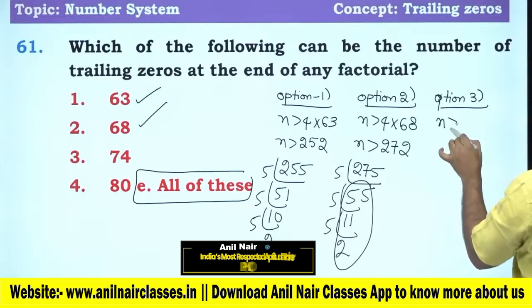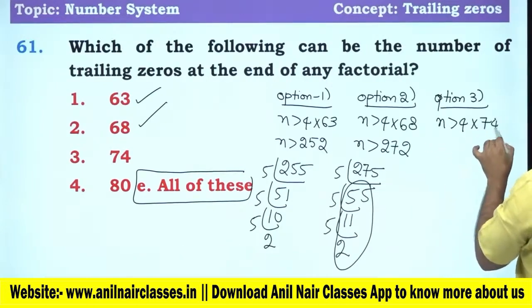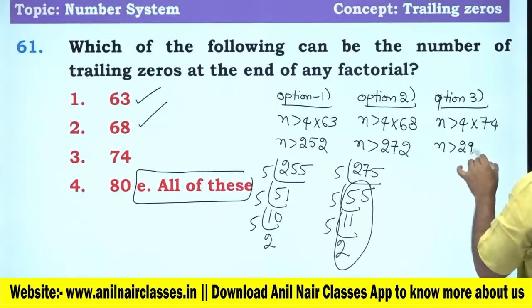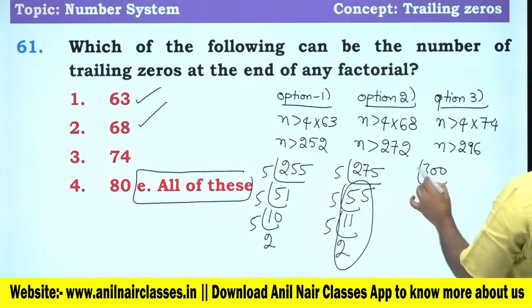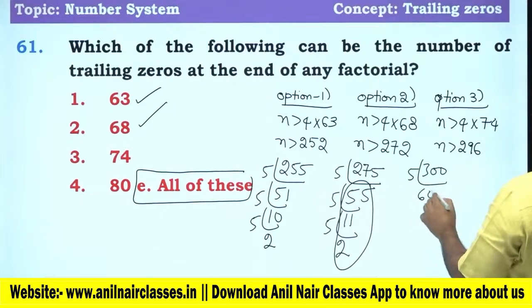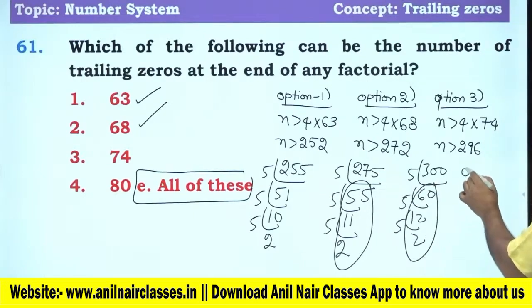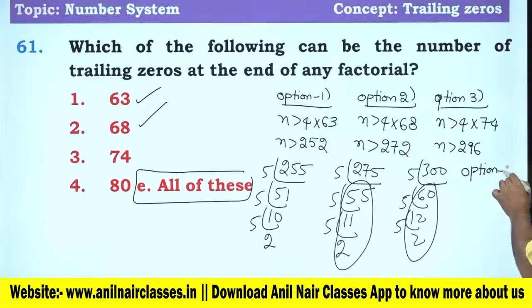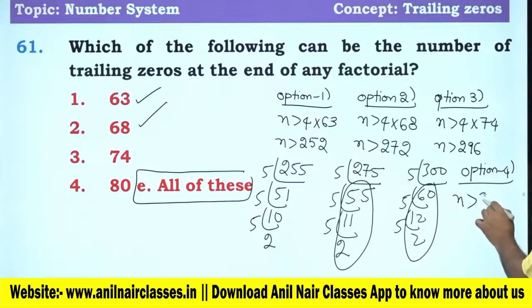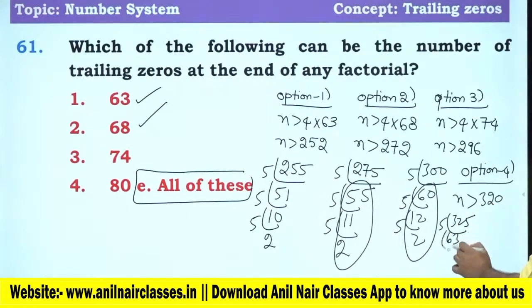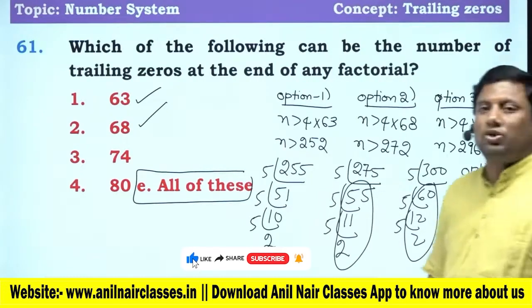N is greater than 4x. 4 into 74, so this will be 296. What is the multiple of 5 greater than 296? 5 60s are, 5 12s are, and 5 2s are. 74. It is also possible. Option 4. It is 80. N is greater than 4x. 320, 325. 5 65s are, 5 13s are, 5 2s are. 80. Options 1, 2, 3, 4 are all possible.